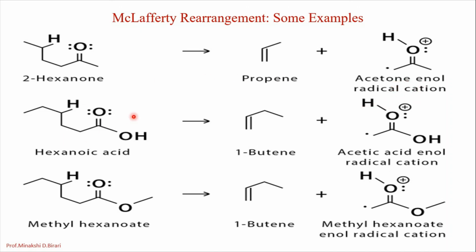Second example, hexanoic acid. Here also both conditions are satisfied, so it can also undergo McLafferty rearrangement. There is elimination of the neutral alkene 1-butene and formation of the enol radical cation, which can be detected, and the peak is observed due to the formation of the acetic acid enol radical cation. Another example, methyl hexanoate, shows the formation of the methyl acetate enol radical cation and 1-butene eliminated in the McLafferty rearrangement.